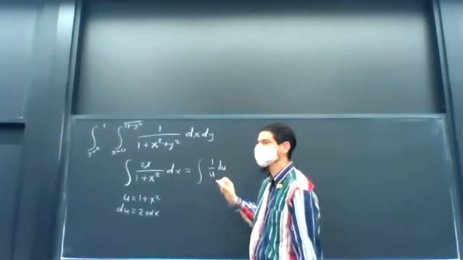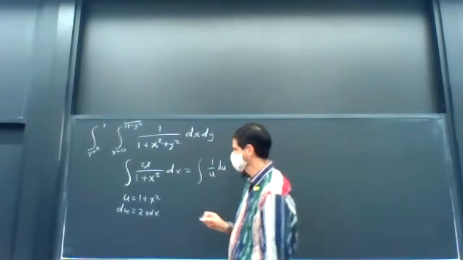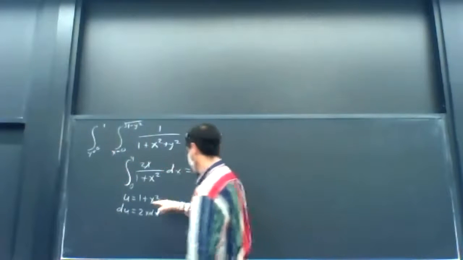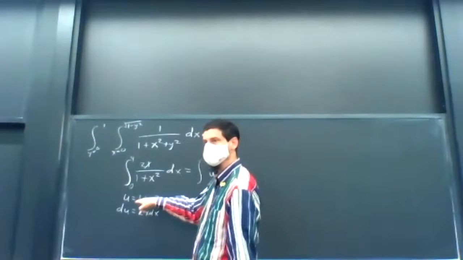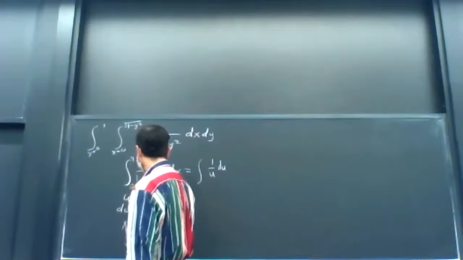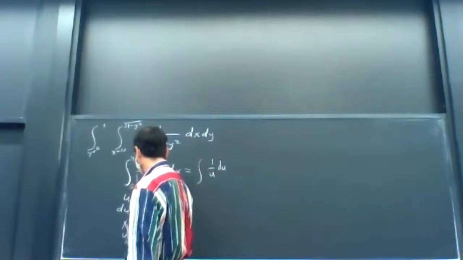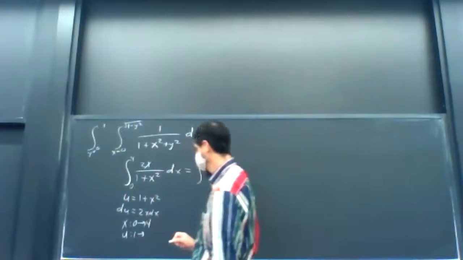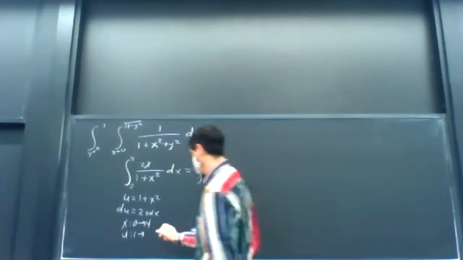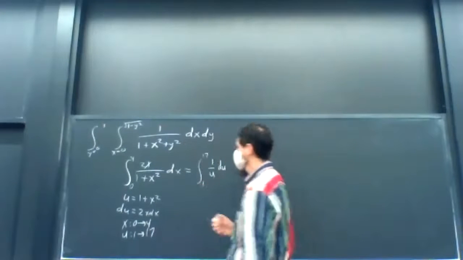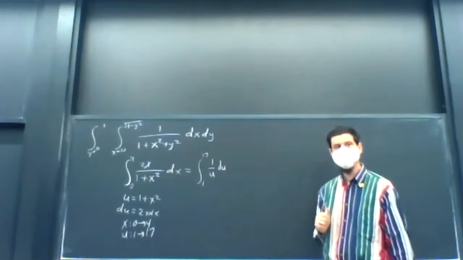And you would just have to see how the x bounds change. If x goes from, say, 0 to 4, when x is 0, u is 1. I actually like to be very explicit and write x goes from 0 to 4, u goes from 1 to what? 17. My son's favorite number. And so if I write it like that, we're in good shape.